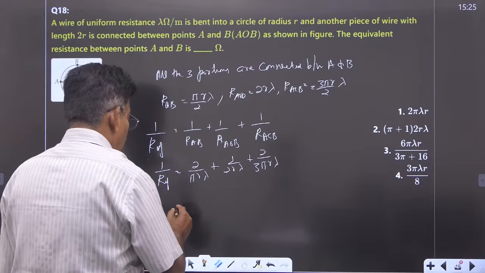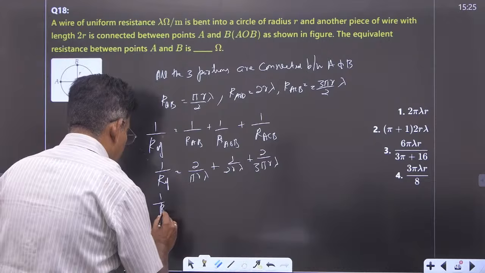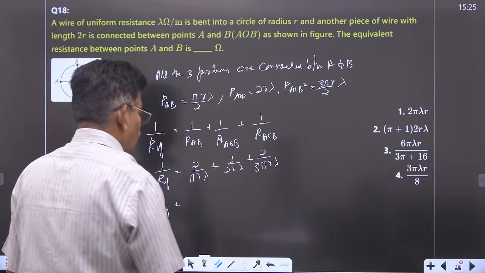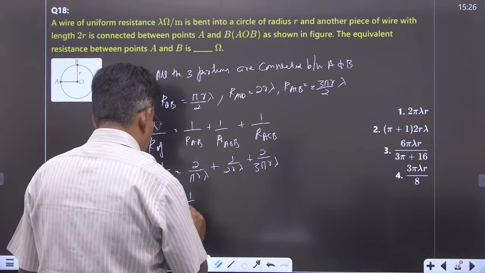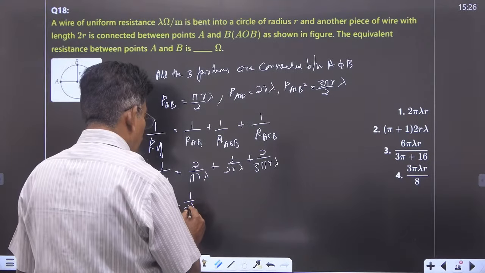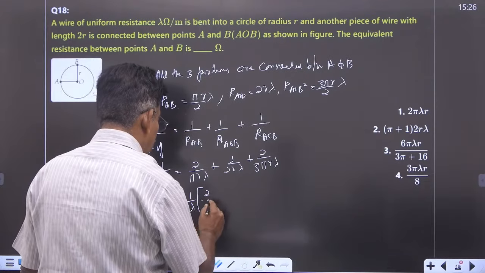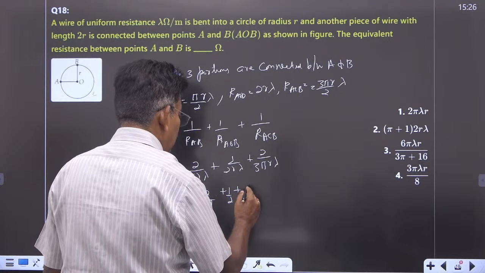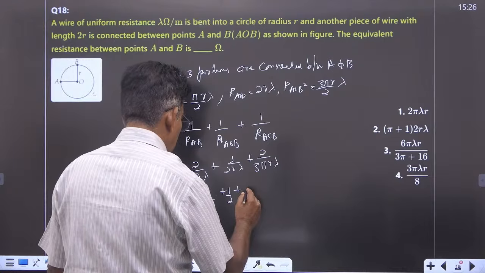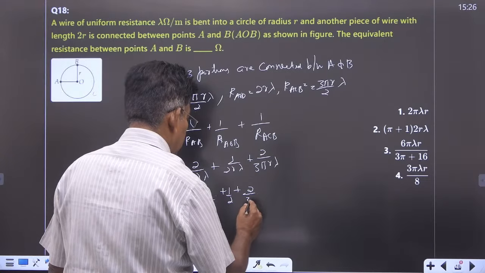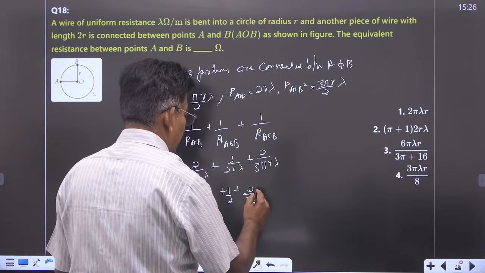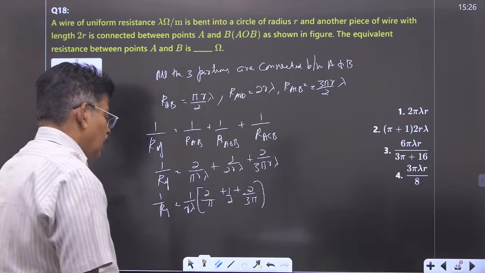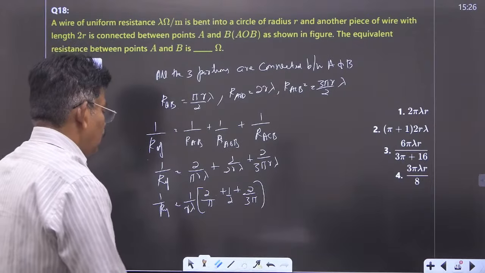So we can do one thing, something common we can take out. 1 by R effective, what is common? R lambda is common, correct? 1 by R lambda I have taken out. What is here? 2 pi. What is here? 1 by 2. What is here? 2 by 3 pi is remaining. Okay, then we can take the LCM.